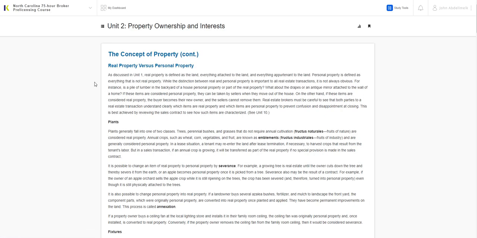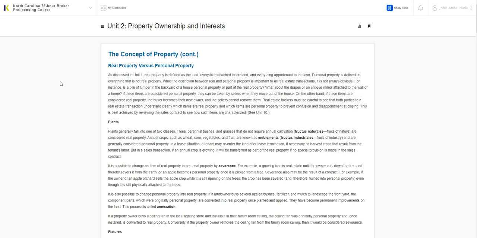Interesting. So, real property versus personal property. This is going to be covering some more stuff. We already talked about it. Real property is the land, everything attached to land, and everything appurtenant to the land. Personal property is something that is not real property. So, things that you can pretty much move, right?